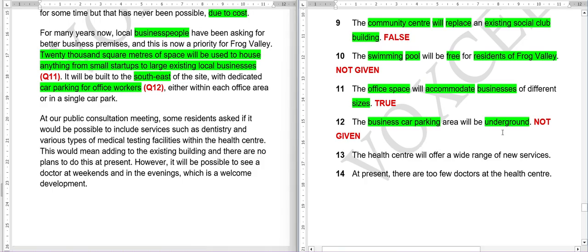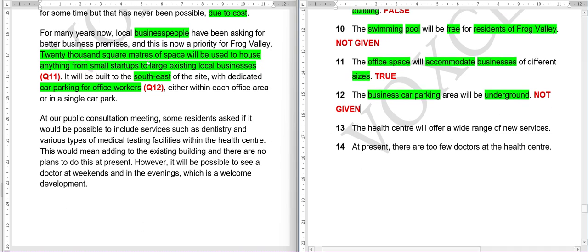Why not given? Because we know there will be car parking for office workers, basically for businesses. But whether it will be underground or not is not mentioned in the text. So that's why we will say not given.